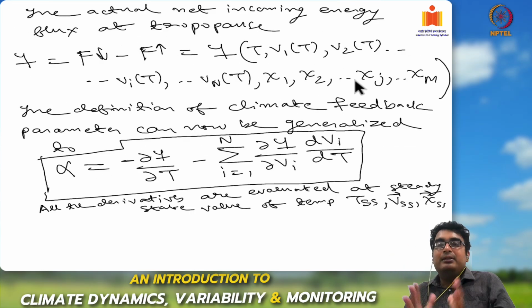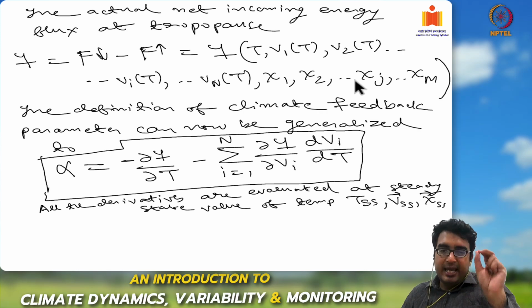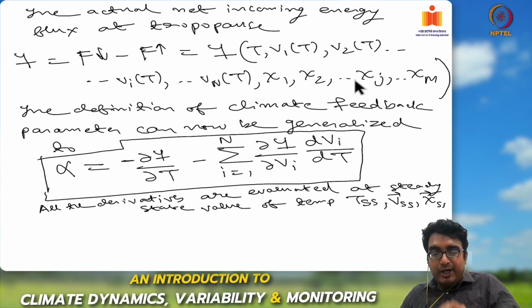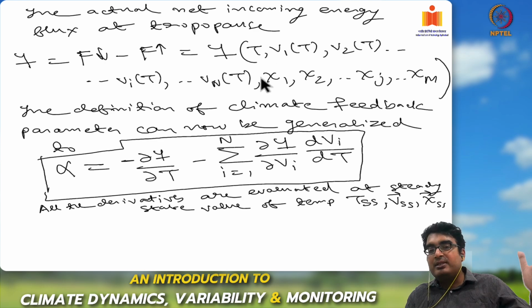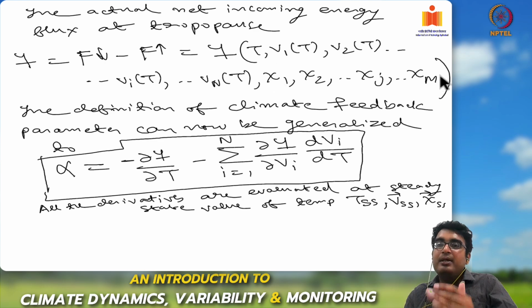So then the actual net incoming energy flux at the tropopause, F downward absorbed minus F upward, is a function of temperature, the set of variables V1 to Vn which depend on temperature, and a set of variables x1 to xm that do not depend on temperature.